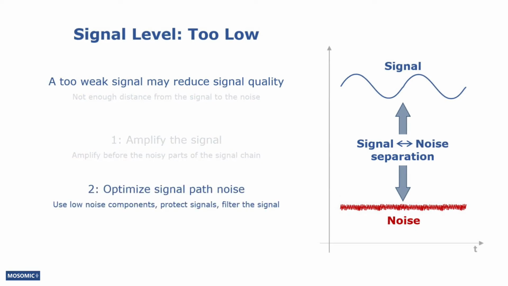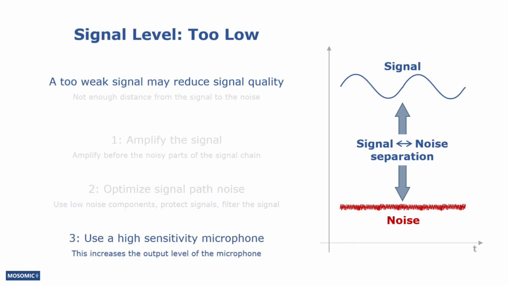The next thing you can do is to optimize the signal path in terms of noise. Low noise components should be used and appropriate measures taken to prevent noise and disturbance coupling to the signal path. In some cases, it may help to filter the signal to reduce the noise level. Also, a microphone with a higher sensitivity could be used. With a higher sensitivity microphone, the output signal level for a given sound input level is higher. However, this could cause problems at the higher end of the dynamic range.